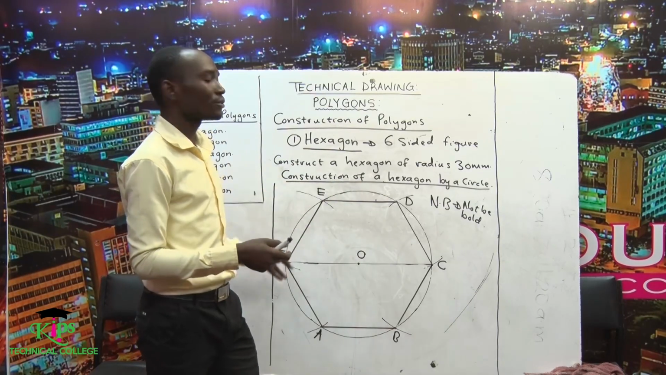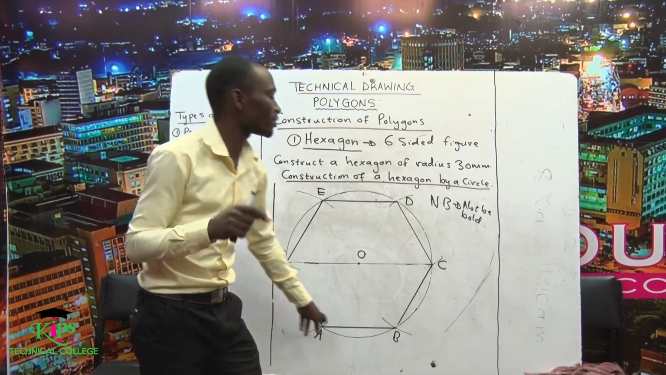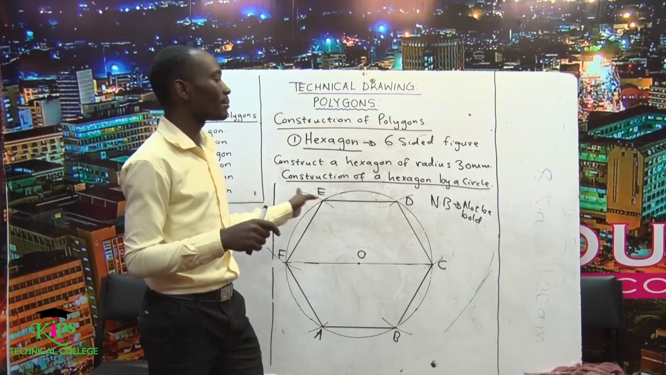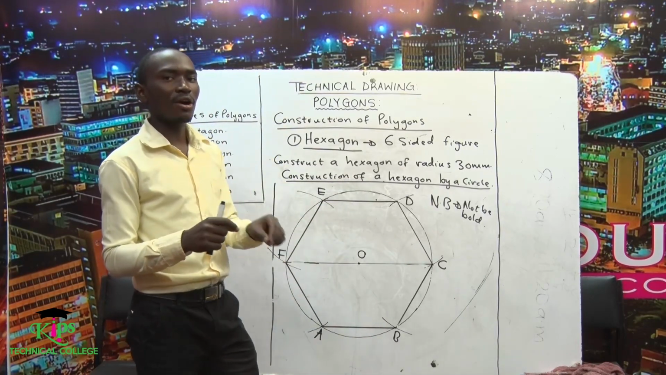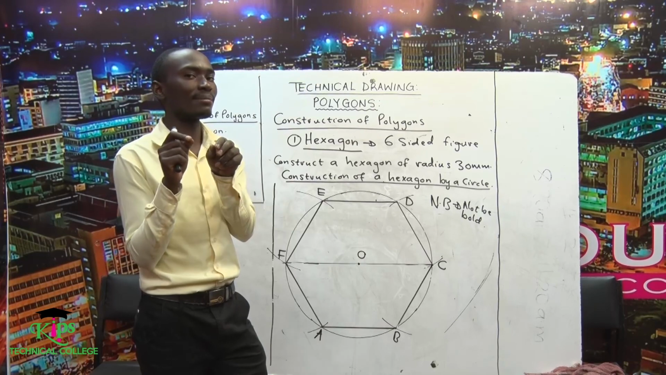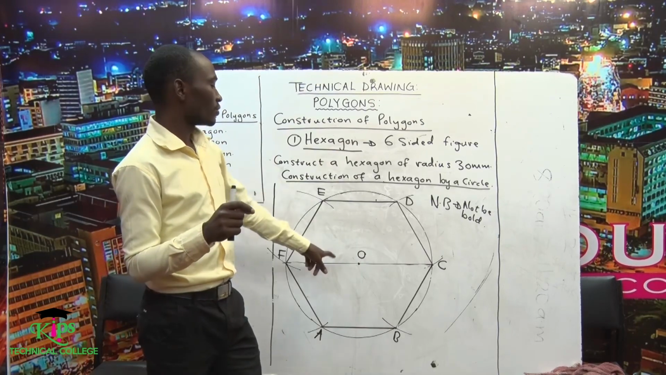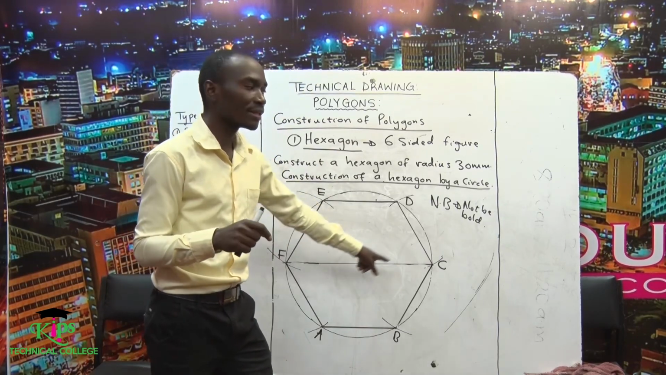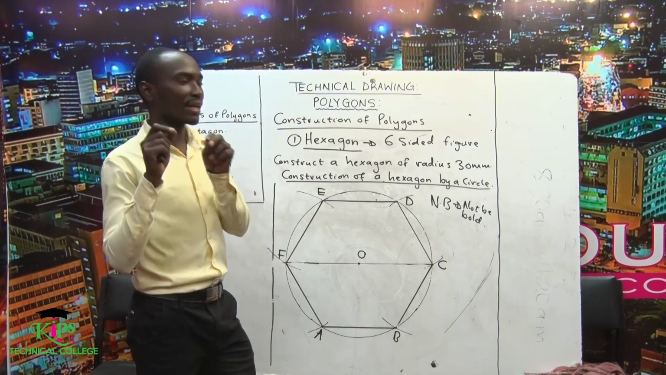So for instance, you should take note of this. I've just drawn a circle, then I've subdivided that particular circle into equal parts using the same measurement that I used to draw my circle, which is the radius.